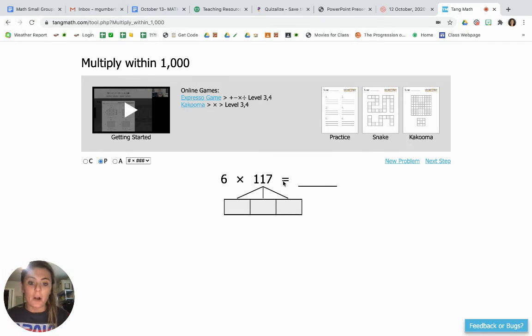So we break that apart into 100, 10, and 7, right? Because when you add those all together, you get 117. Then you're going to take that 6 and multiply it by each of those parts that you broke apart. So first we start with 6 times 100, and we know 6 times 1 is 6, and we add 2 zeros, so it's 600.